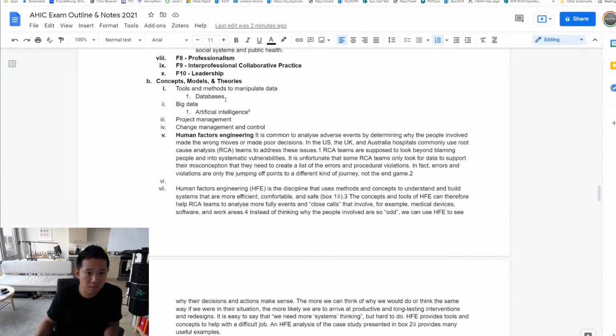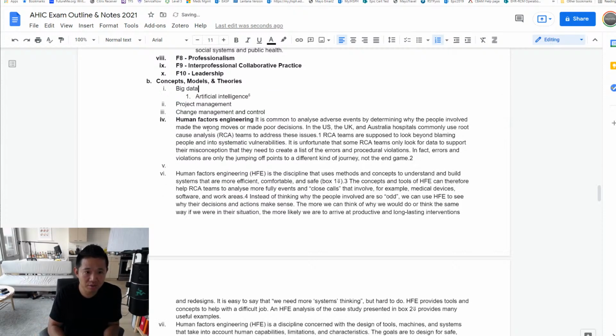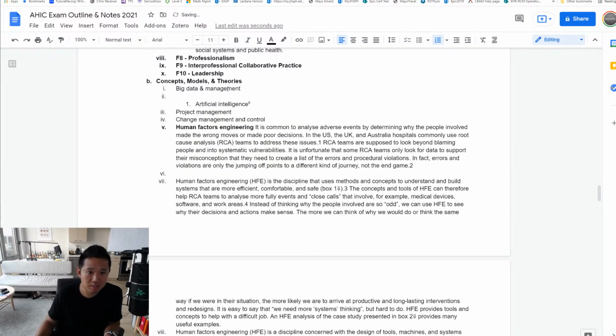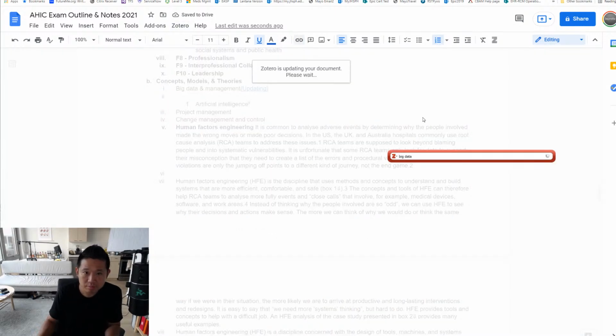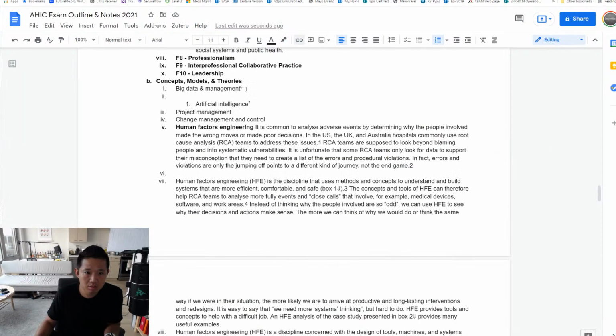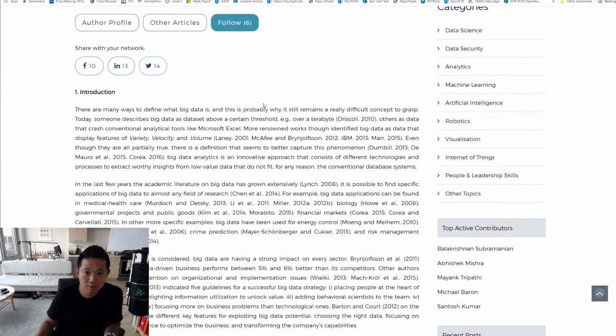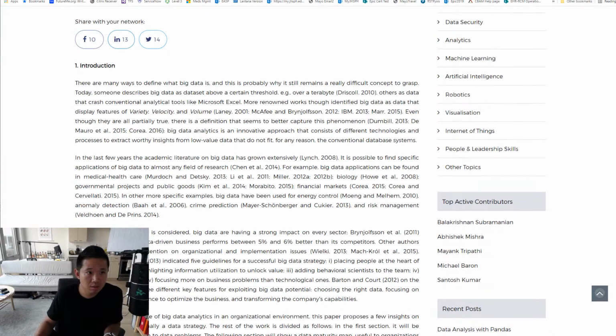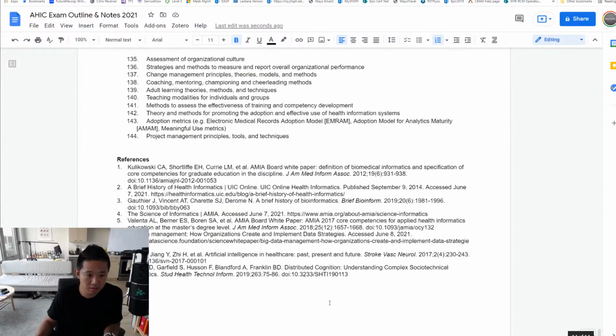And instead of tools and methods to manipulate, maybe, because that's not really a concept per se, I think big data in itself, big data management, would be better. Let's do that. How does this cite on the bibliography? Big data management. Yeah, there's at least a website in here, so that's perfect.